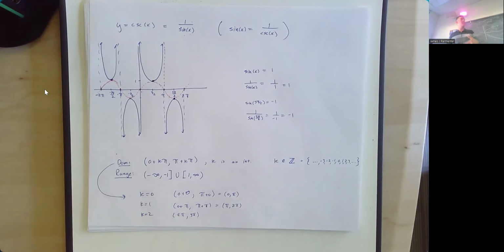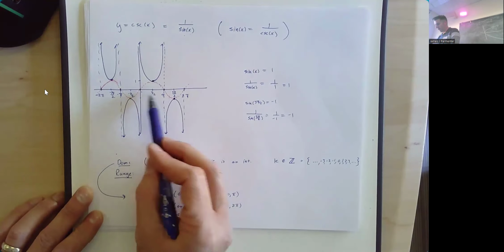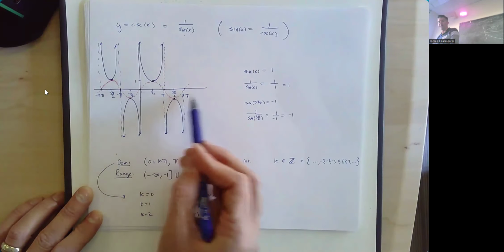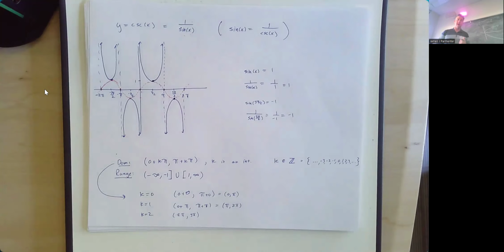So every time I increase k by 1, I get the next interval. Here's 0 to pi. Here's pi to 2 pi. Here's 2 pi. But I want to exclude all the places where I have the vertical asymptotes. Okay. Thank you. You're welcome. That's the same thing we did for the cotangent one, and a similar thing we did for the tangent one. All right, one more trig graph.